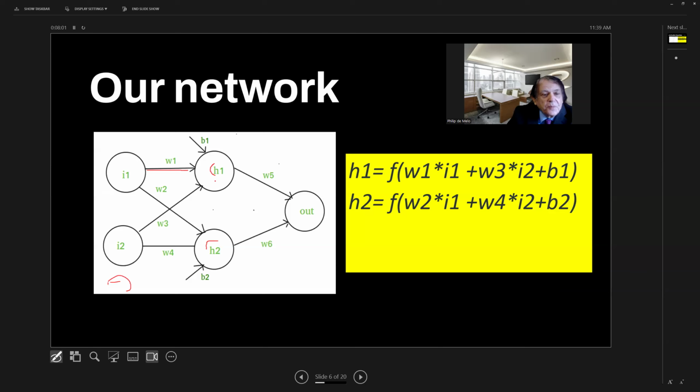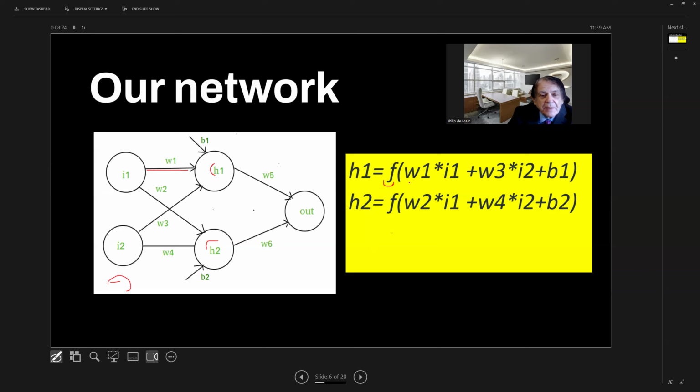What we can do also, we will not just do multiplication, but we can do it using this function. And this function is called the activation function. Activation function. It is important.